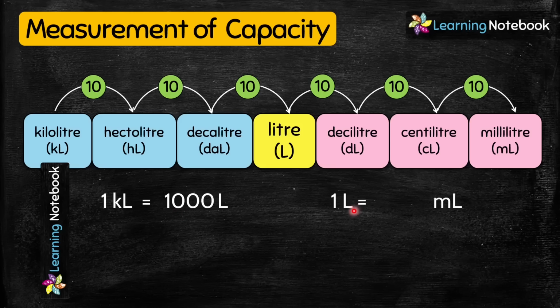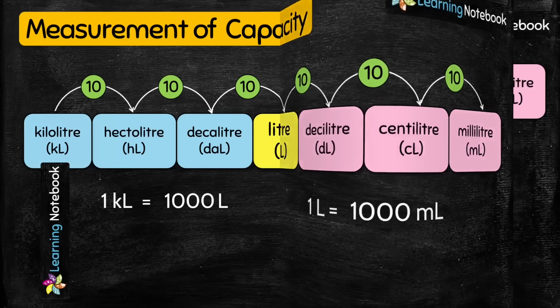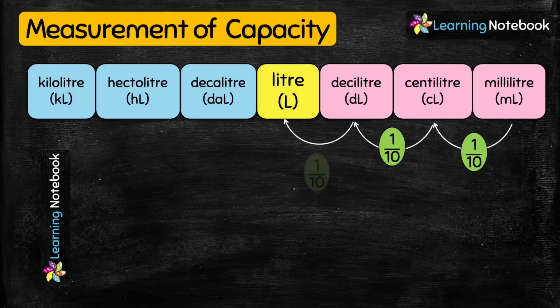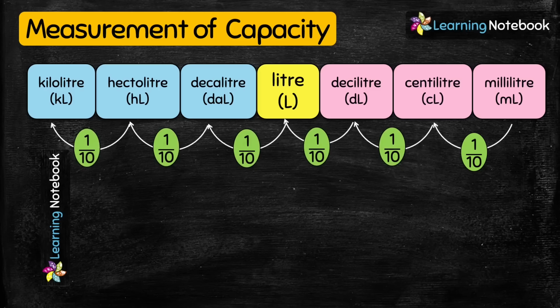In the same way, let's find out 1 liter equals how many milliliters. So let's see how many times we are going to jump here. 1, 2, 3. Again 3 times. So 1 liter equals 1000 milliliters. Now let's see how to convert a lower unit into a higher unit. So here, to move from one unit to the next unit, we will multiply by 1 by 10.